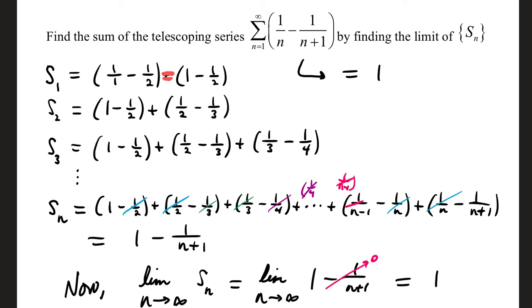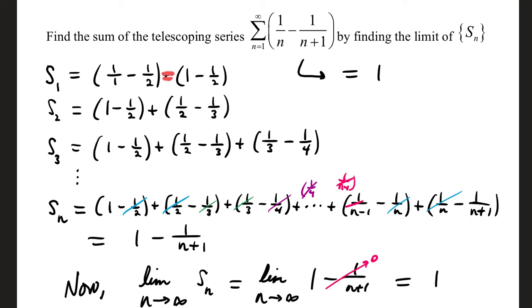S sub 2, when you put the second term in, that's going to be 1/2 minus 1/3. So you have the first term plus the second term. S sub 3 is the sum of the first three terms. So we already know the first couple terms in this series. The third term would be 1/3 minus 1/4. Now, if you keep this up, you develop an S sub n term, which is when n equals 1 plus n equals 2 plus n equals 3 plus ... all the way at the end, we have our nth term.